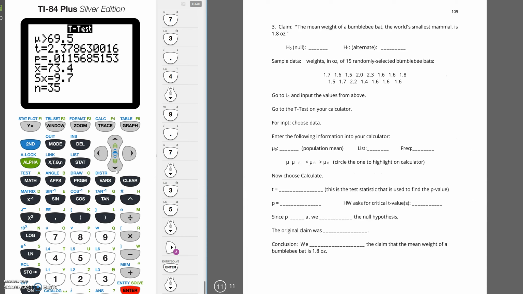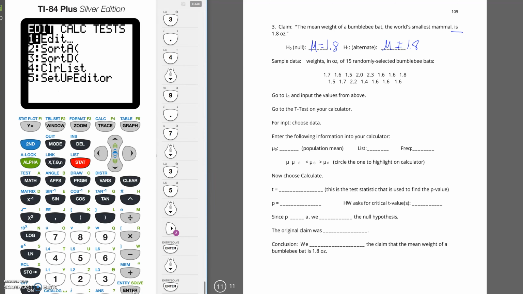We're going to look at one more example, and this is to show you how you can take data and put it right into your calculator. So we're going to claim that the mean weight of the bumblebee bat is 1.8 ounces. This is an equal to statement, so we'll have mu is equal to 1.8. And our alternate will be mu does not equal 1.8.